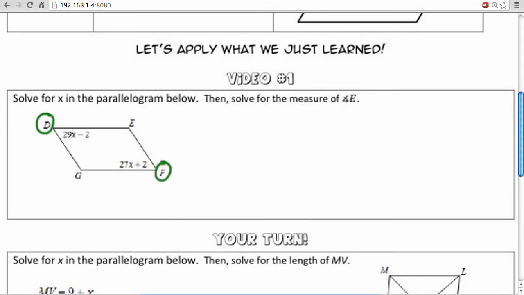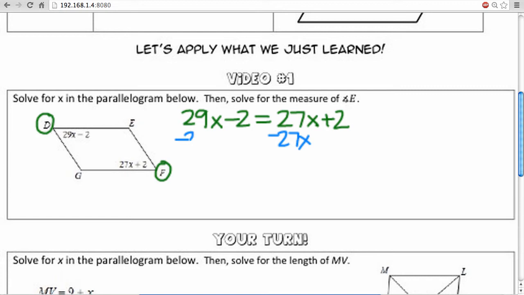So, in order for us to solve this, let's go ahead and set each of these expressions equal to each other. So we have 29x minus 2 is equal to 27x plus 2. Our first goal here is we want to get x by itself on one side of the equal sign. So we're going to have to do a little bit of algebra. I'm going to subtract 27x from both sides. So we wind up getting 2x minus 2 is equal to 2.